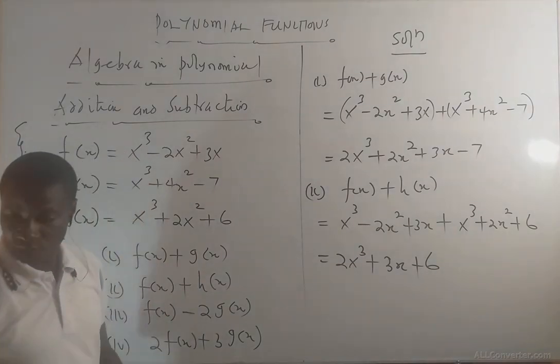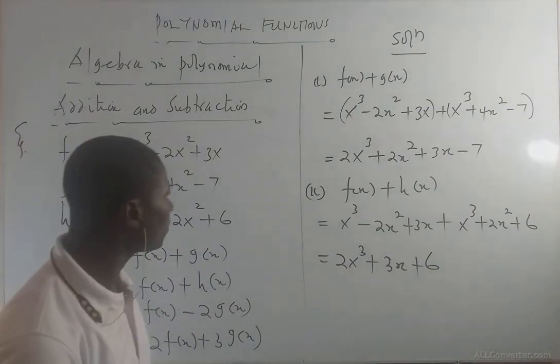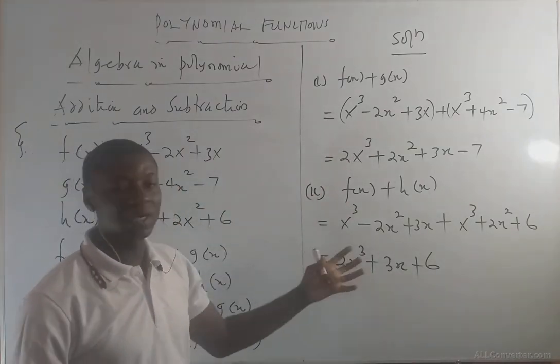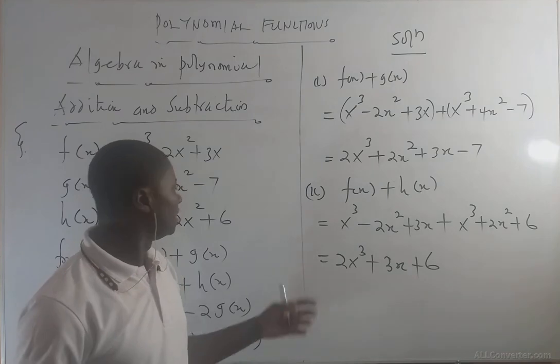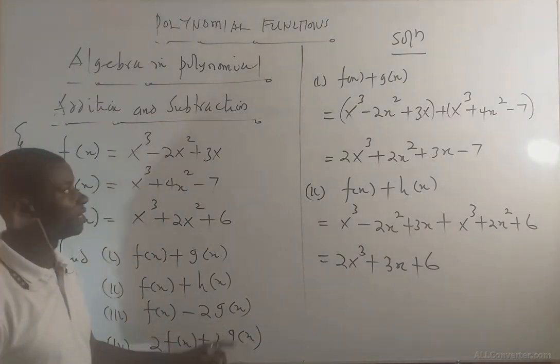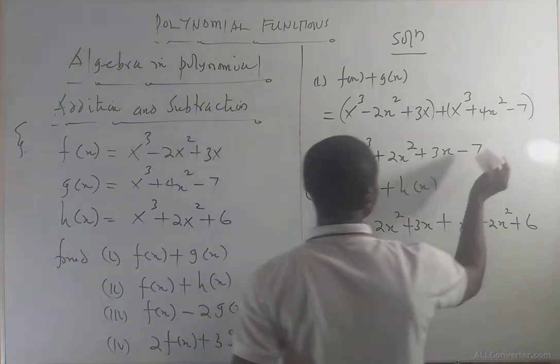Now, let's look at how best we can. And I guess you understand that. And so with addition of polynomials, we only add the like terms together. And so take note of that. Now we are looking at f of x minus 2 times g of x.